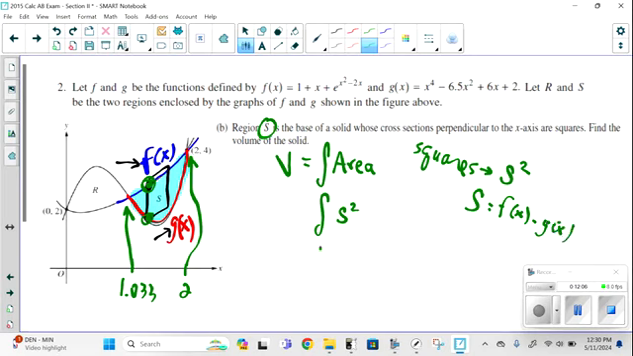So I'm going to integrate my side, f of x minus g of x. But don't forget, I got to square it. The area of a square is side squared. Don't forget your dx. And our bounds are 1.033 to 2. Man, we got a lot of typing in the calculator.